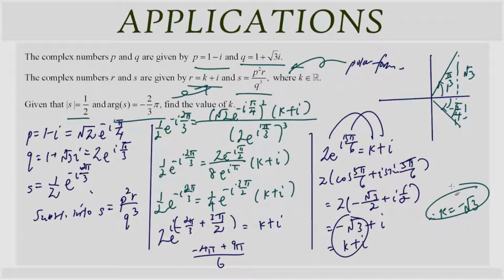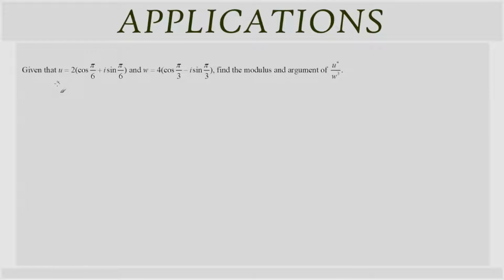Right, now on to the second question. We have, given that u is equal to this value in Cartesian form and w is equal to this value, find the modulus and argument of u conjugate over w to the power of 3. Now, since it's in fraction form again, we need to convert them into polar coordinates. But this is really easy because we just need to remember that e to the power of i theta is equal to cosine theta plus i sine theta, right?